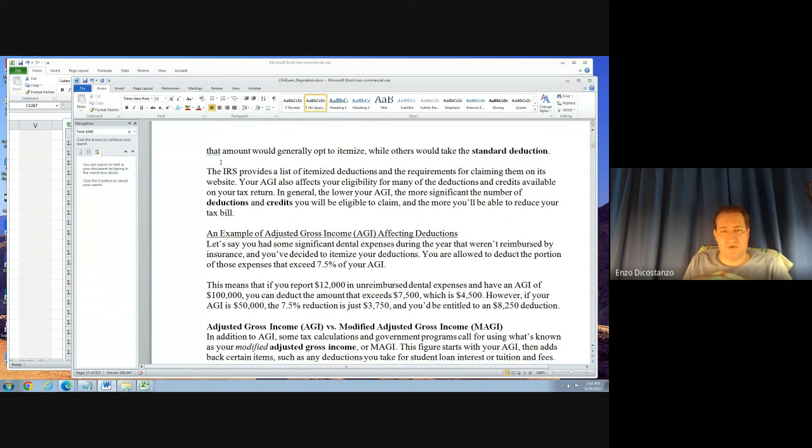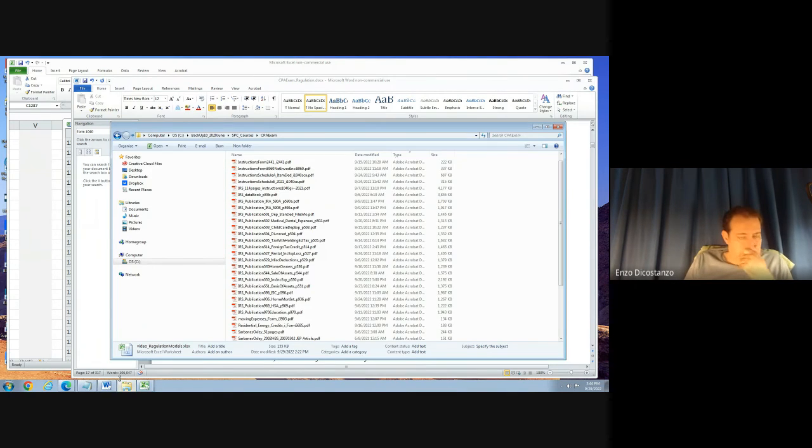Your AGI also affects your eligibility for many of the deductions and credits available on your tax return. And generally, the lower your AGI, the more deductions and credits you'll be eligible to claim, and the more you're able to reduce your tax bill. Okay. We worked out something. We looked at something today.